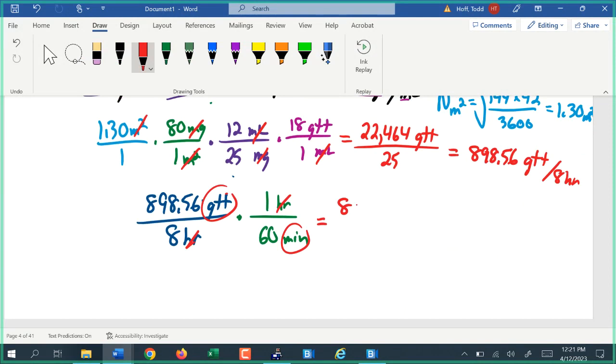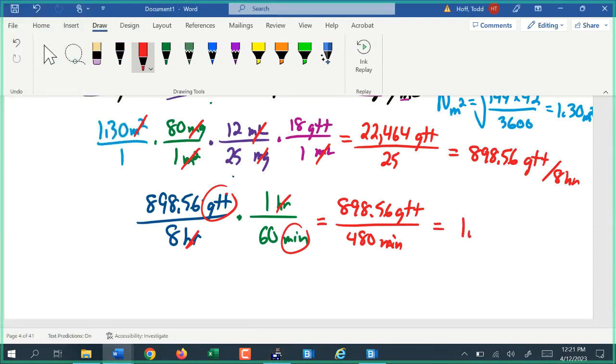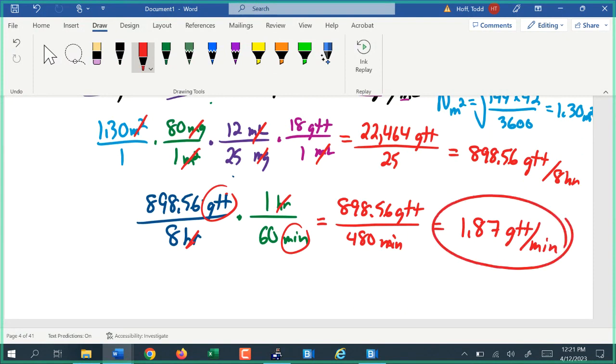So on top, we have 898.56 times 1. That's 898.56 drops. 8 times 60 is 480 minutes. So we'll divide that out. 898.56 divided by 480 gives us 1.872. We round that to 1.87 drops per minute. So this patient is going to get the infuser set at 1.87 drops per minute to infuse that medication.